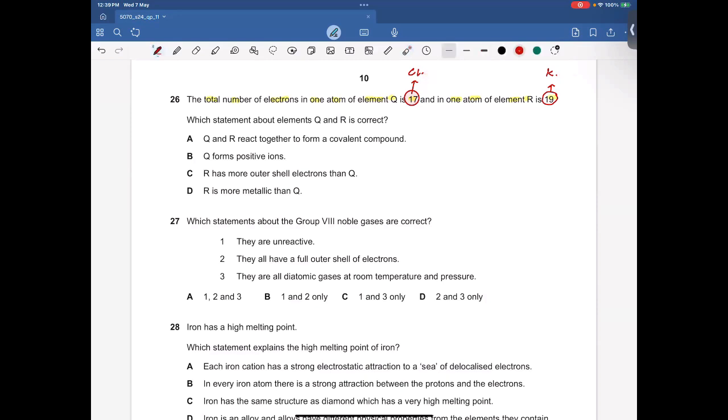The first statement is incorrect because when these two react with each other, they will form an ionic compound, they cannot form a covalent one, right? Q forms a positive ion. If Q is a non-metal, a non-metal always forms an anion, not a cation. So statement B is incorrect because Q is a non-metal, and a non-metal forms an anion. Okay.